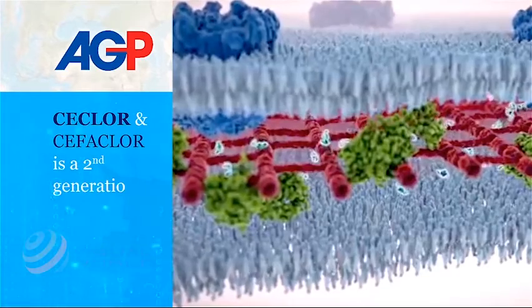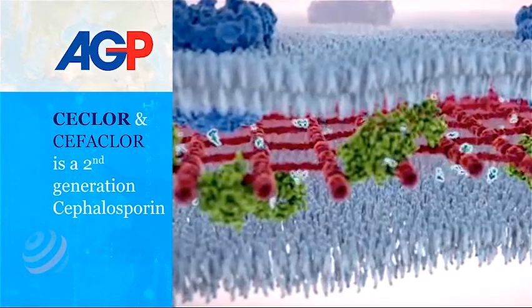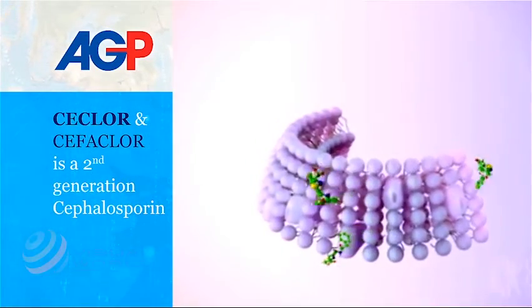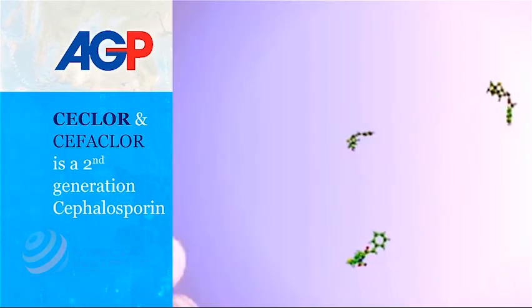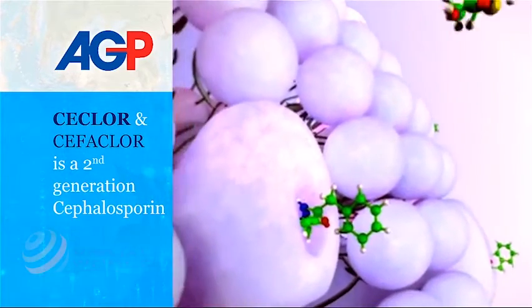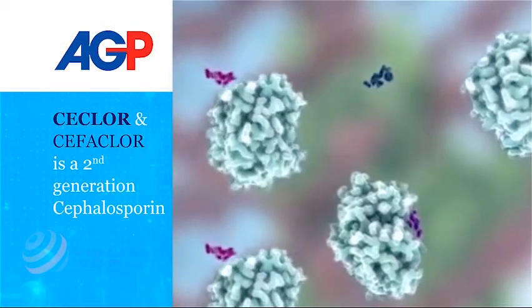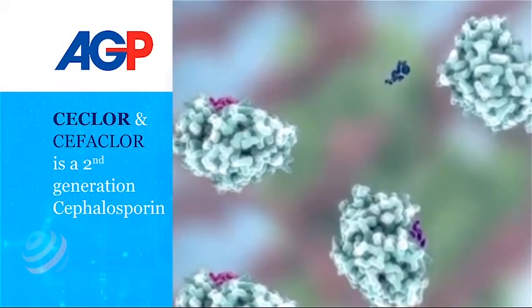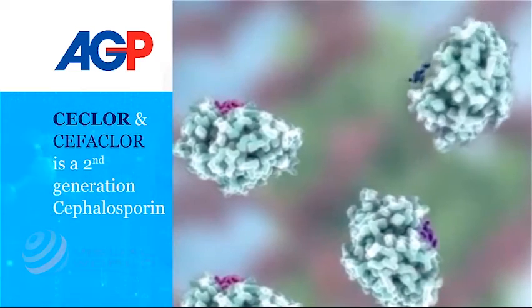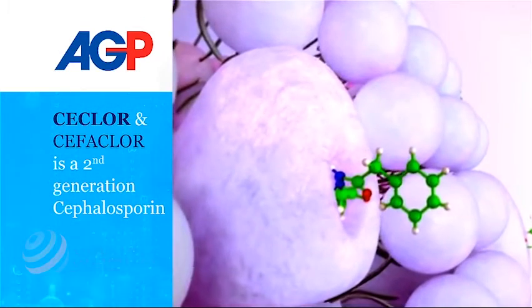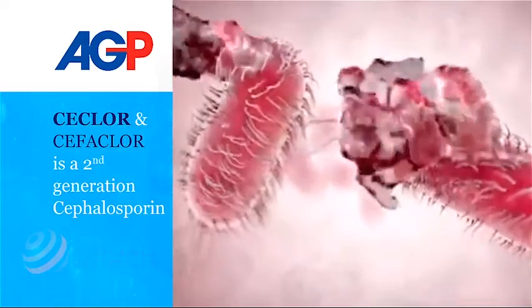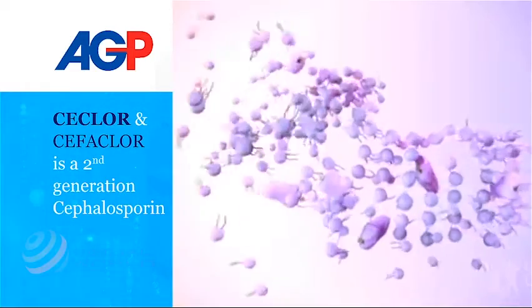Cefaclor or Ceclor is a second-generation cephalosporin with mode of action like penicillins, a beta-lactam antibiotic. By binding with the specific penicillin-binding proteins or PBPs located inside the bacterial cell wall, it inhibits the third and last stage of bacterial cell wall synthesis and causes the lysis of cell wall in the presence of autolytic enzymes.